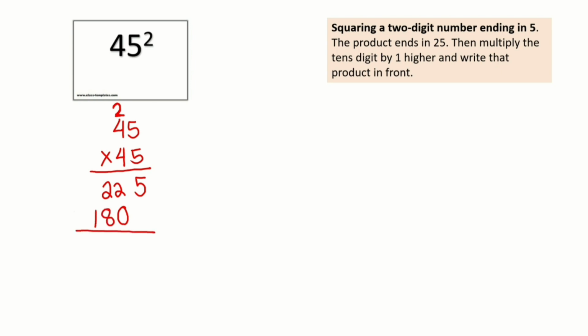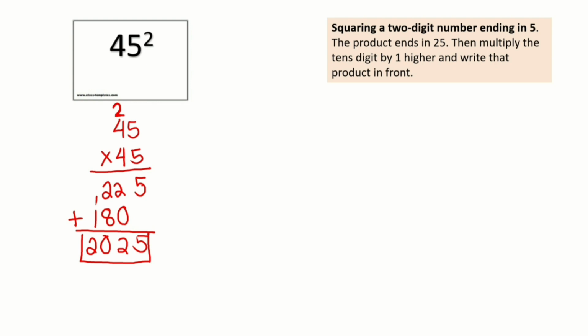Then we add. So bring down 5. 2 plus 0, that is 2. 2 plus 8, that is 10. So 0 carry 1. And then 1 plus 1, that is 2. So the square of 45 is 2025. Now actually, you can square the numbers ending in 5 in just 5 seconds.